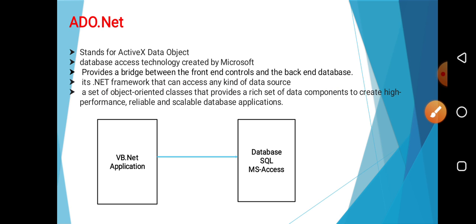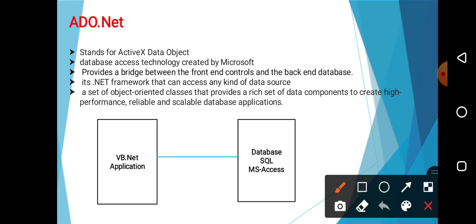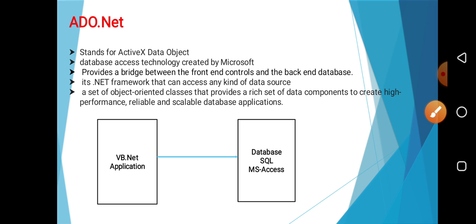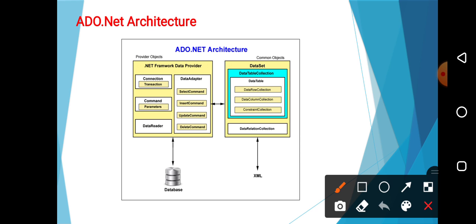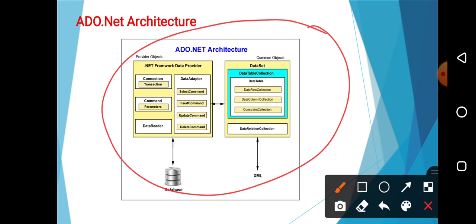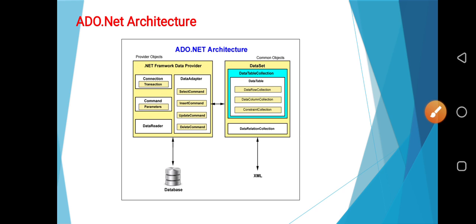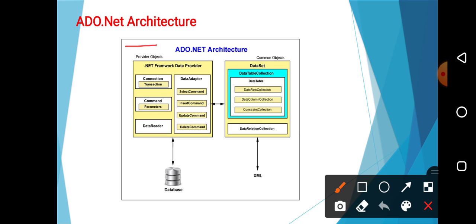So this is all about ADO.NET. Whenever you want to connect to and access the database, ADO.NET comes into the picture. Now, the architecture and the components of ADO.NET. This diagram shows the ADO.NET architecture. The two main components of the ADO.NET architecture are the data provider and, second, the dataset.